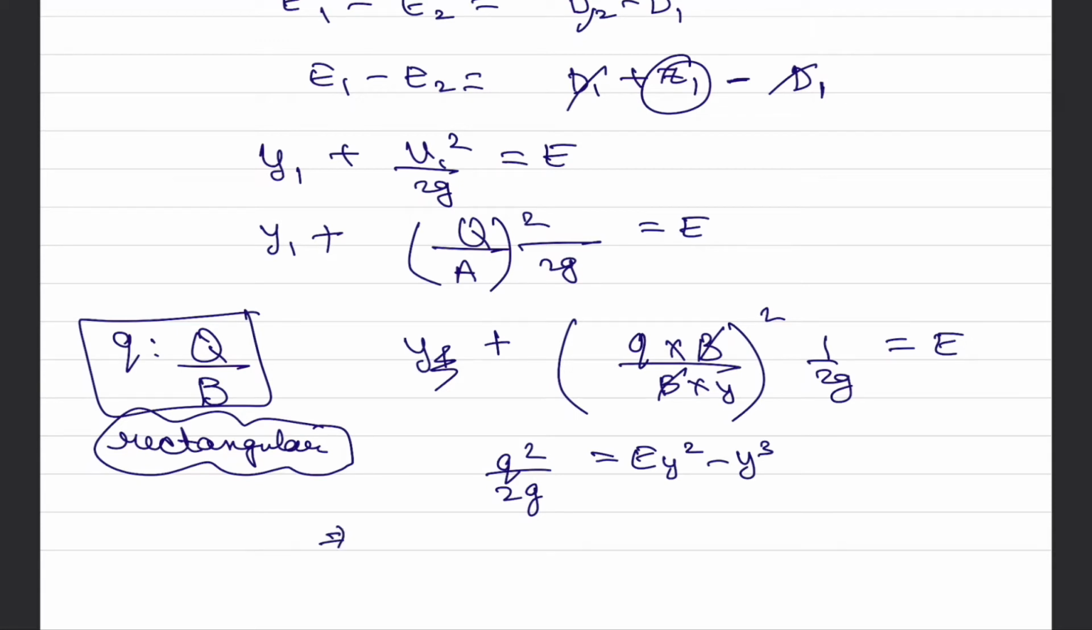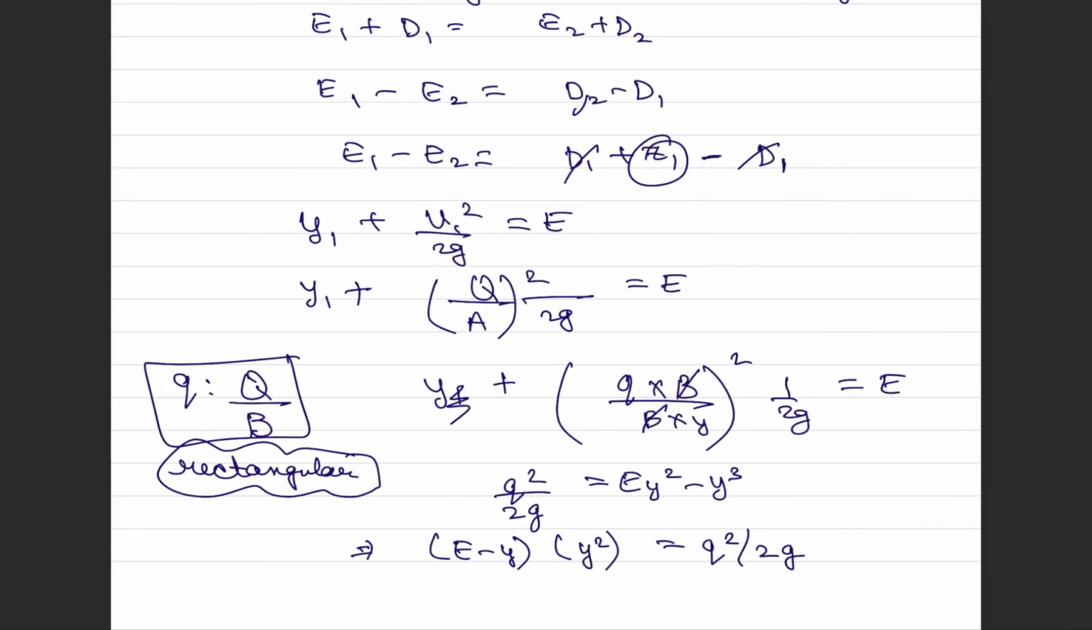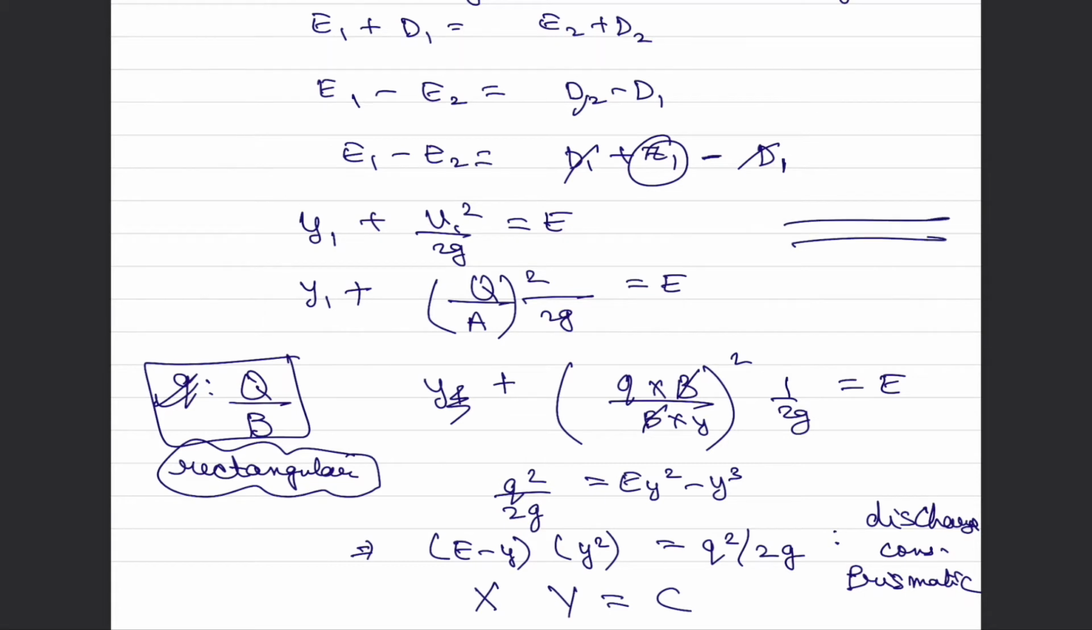And we can further write this equation as (E minus y) into y square equal to q square divided by 2g. And you clearly see that this equation is of the form xy equal to c if we say that our discharge is constant and our channel is prismatic. That means that this small q is not changing as we proceed along the channel. That means the cross-sectional properties are fixed.